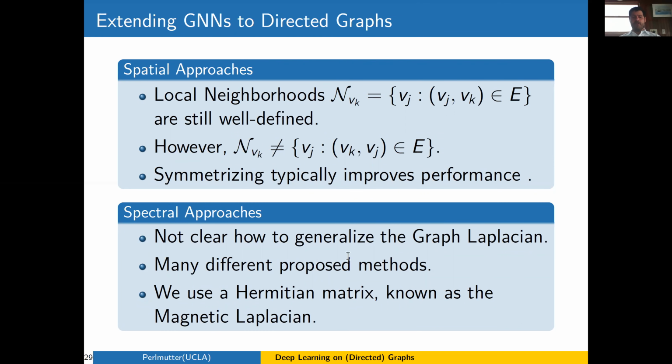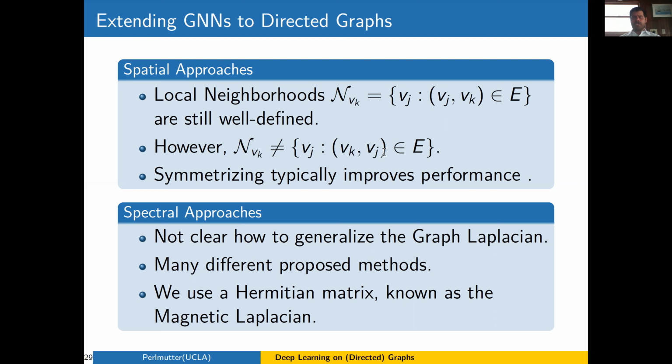So with that being our motivation, now let's turn to how to define GNNs on directed graphs. You could attempt to use a spatial approach, and I haven't really talked about spatial convolution, but they are based on using localized neighborhoods. And local neighborhoods are still defined. The set of v_j such that v_j links to v_k is still well defined on a directed graph. But the problem with spatial approaches is that this set here is different from the set of v_j such that v_k links to v_j. And there's no good reason why you should care more about one or the other.